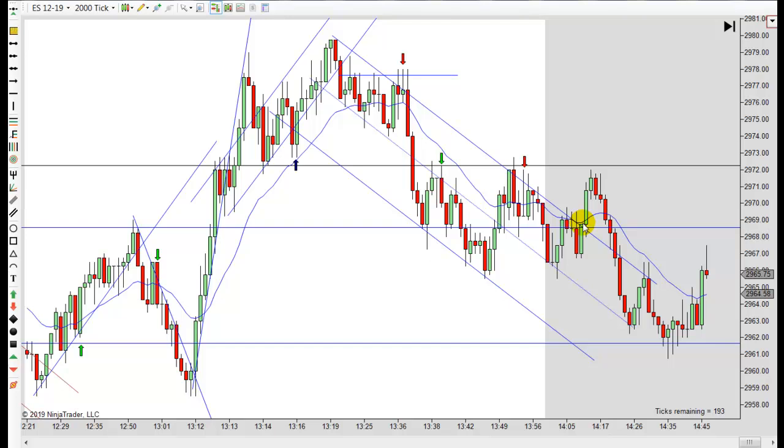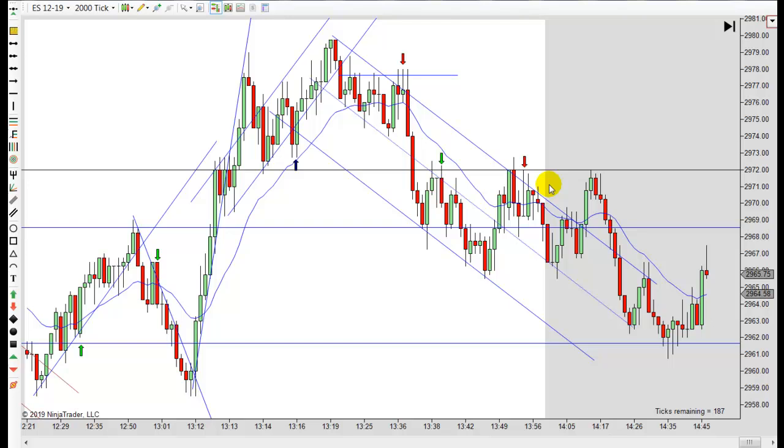That took us into the 2 o'clock hour, though. There's actually a failed second entry long here, but the fact that we didn't drop on down right there and this starts working sideways, you got a lot of congestion and stuff. I'd probably wait that late in the day.